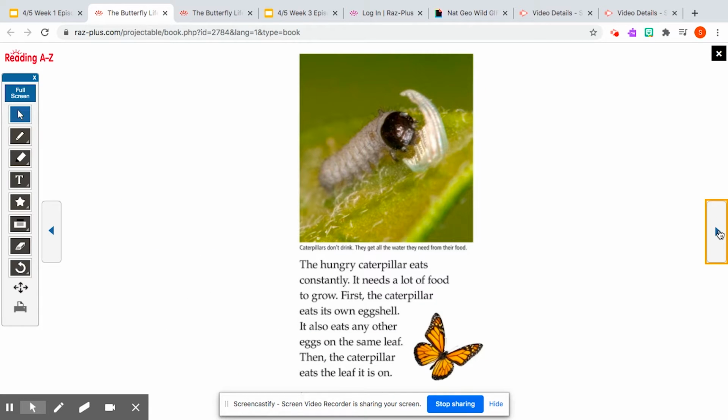The hungry caterpillar eats constantly. It needs a lot of food to grow. First, the caterpillar eats its own eggshell. It also eats any other eggs on the same leaf. Then, the caterpillar eats the leaf it is on. I think this guy is hungry. Caterpillar eats constantly.